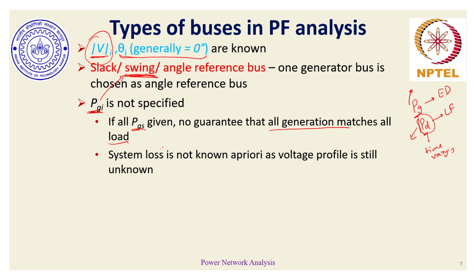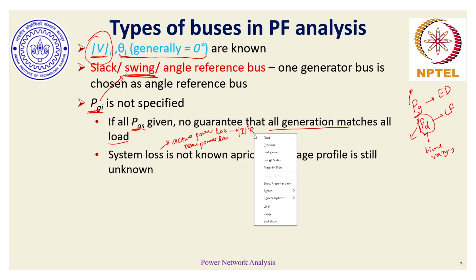Second, system loss is not a known quantity. By system loss, I mean both the active power loss and the reactive power loss. Active power loss and reactive power loss tend to happen in transmission lines. Active power loss is basically I square R loss, where R is the line resistance, and reactive power loss could be inferred as I square X loss, where X is the line reactance. In fact, active power loss is the most critical loss which needs to be considered.